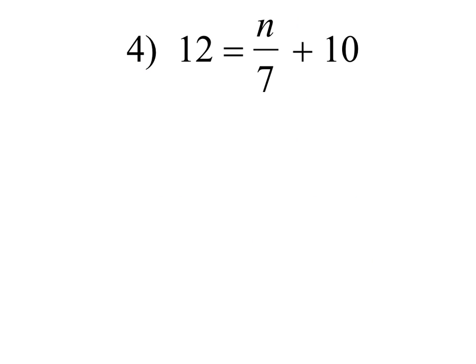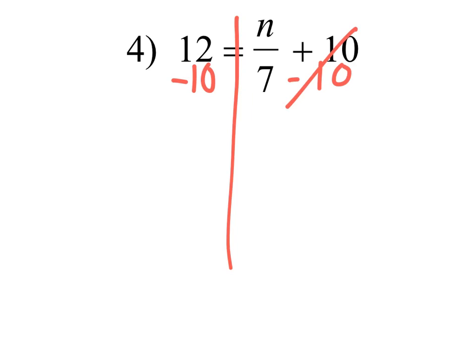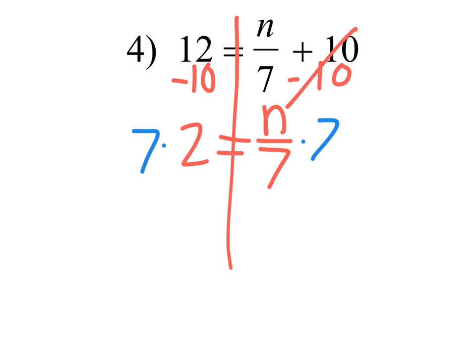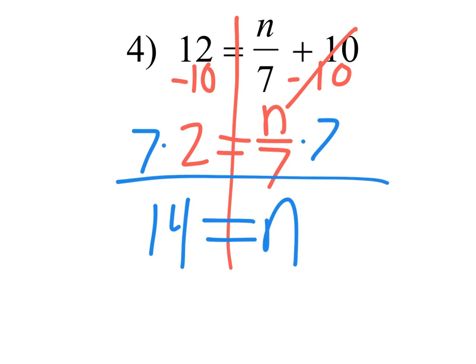Number 4, line down the middle, subtract 10 on both sides. These two cancel. 12 minus 10 is going to be 2. On the right side, I'm left with n over 7. Now, to undo that division, I'm going to multiply both sides by 7. And I'm left with 14 on the left and n on the right.